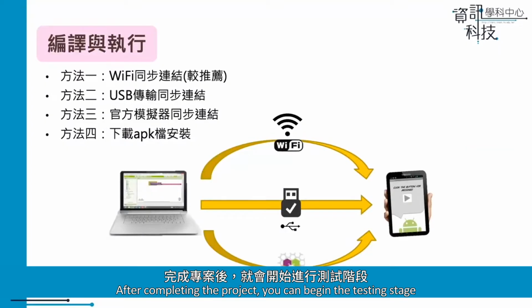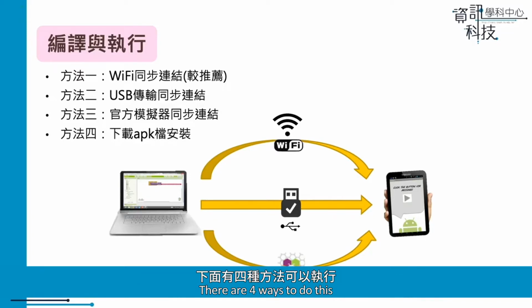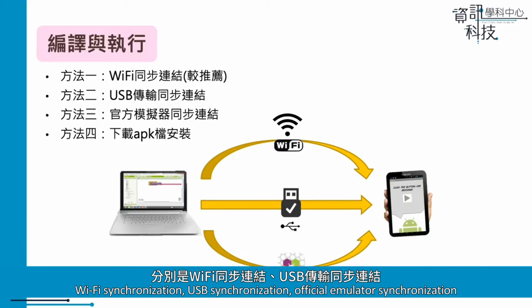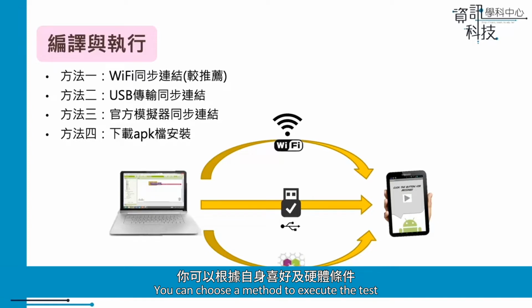After completing the project, you can begin the testing stage. Hence, the project must be executed on the Android operating system. There are 4 ways to do this: Wi-Fi synchronization, USB synchronization, official emulator synchronization, as well as downloading and installing an APK file. You can choose a method to execute the test based on your personal preference and hardware.